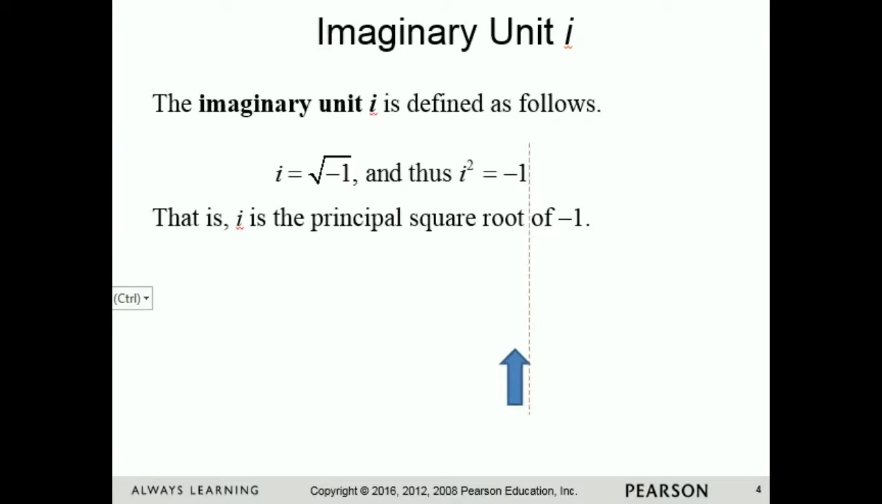So the first thing we're going to talk about is the imaginary unit i. i, represented by a lowercase italic i, is the square root of negative 1. So logic implies that i squared is equal to negative 1. So we can say that the lowercase i symbol is the principal square root of negative 1. Now these two rules are going to be very important to remember.